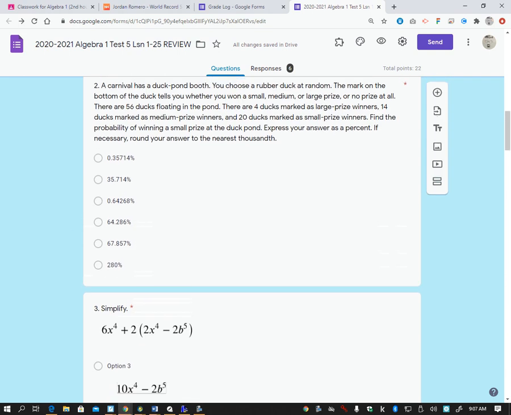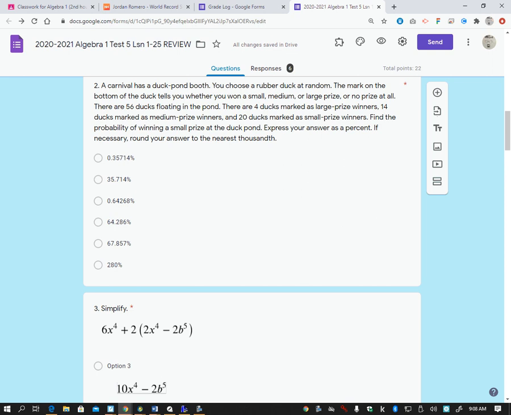All right. A carnival has a duck pond booth. You choose a rubber duck at random. The mark on the bottom of the duck tells you whether you win a small, medium, or large prize, or no prize at all. So there are 4 options: small, medium, large, or none at all. There are 56 ducks floating in a pond. Four ducks are marked large, 14 ducks are marked medium, 20 ducks are marked small.